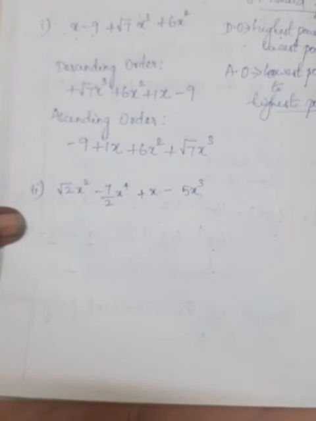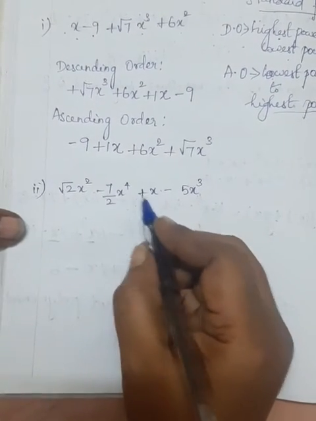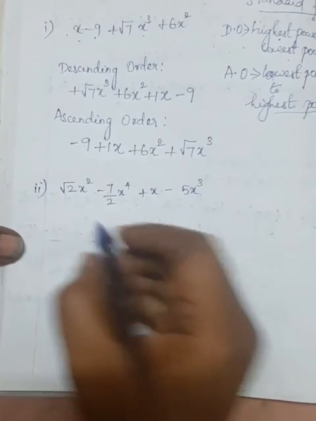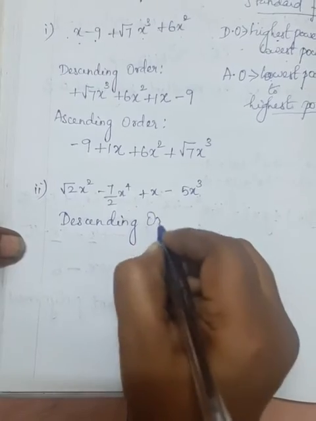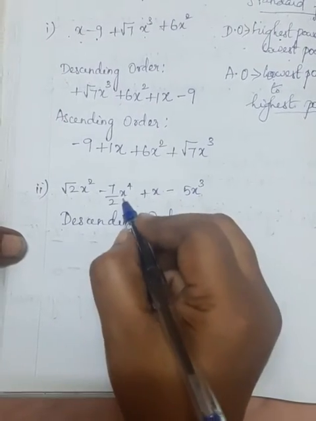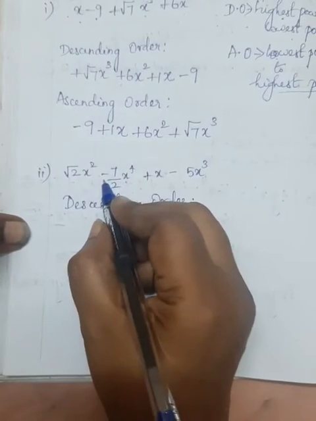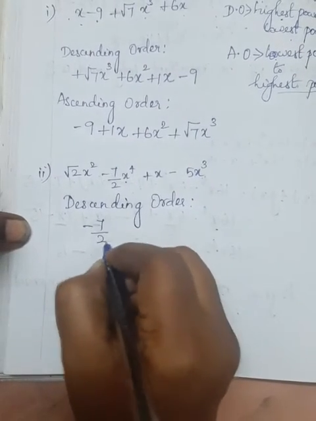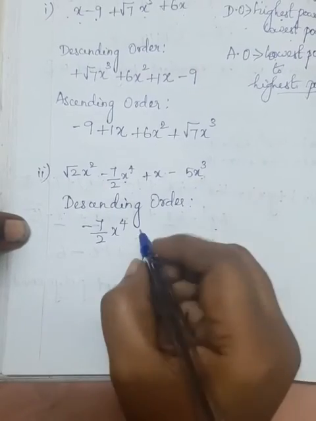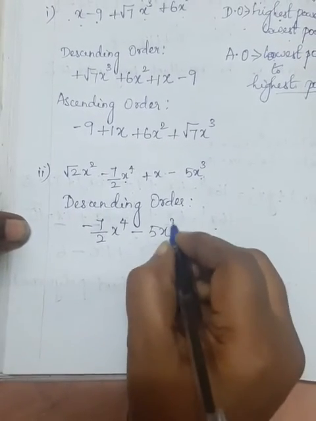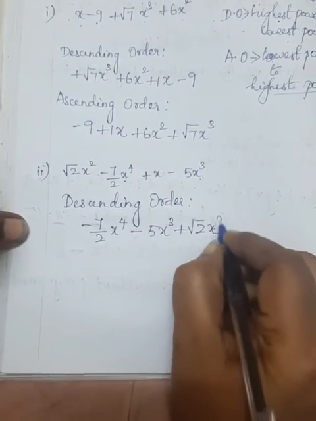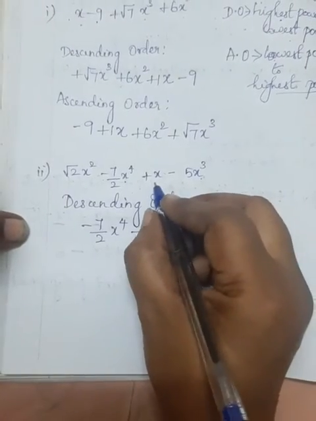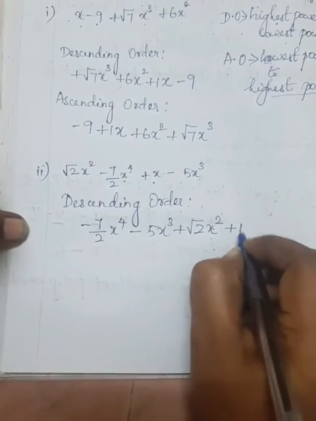It is root 2x square minus 7 by 2x power 4 plus x minus 5x cube. So write the descending order first. Descending order means from highest power to lowest power, right? So which is the highest power? X power 4 is the highest. Take it along with the sign and write minus 7 by 2x power 4. The next highest is x cube, so it is minus 5x cube. The next highest is x square, so plus root 2x square. And then next is the x value, so it is plus 1x.